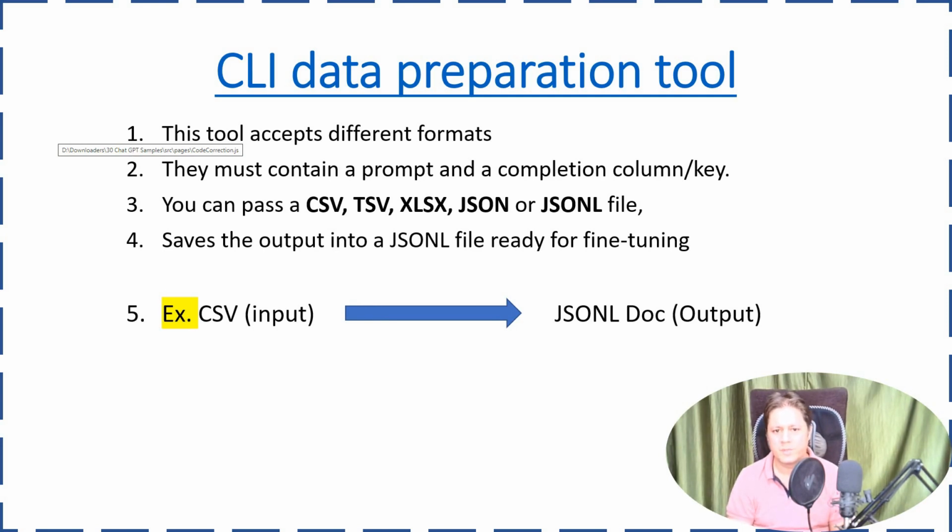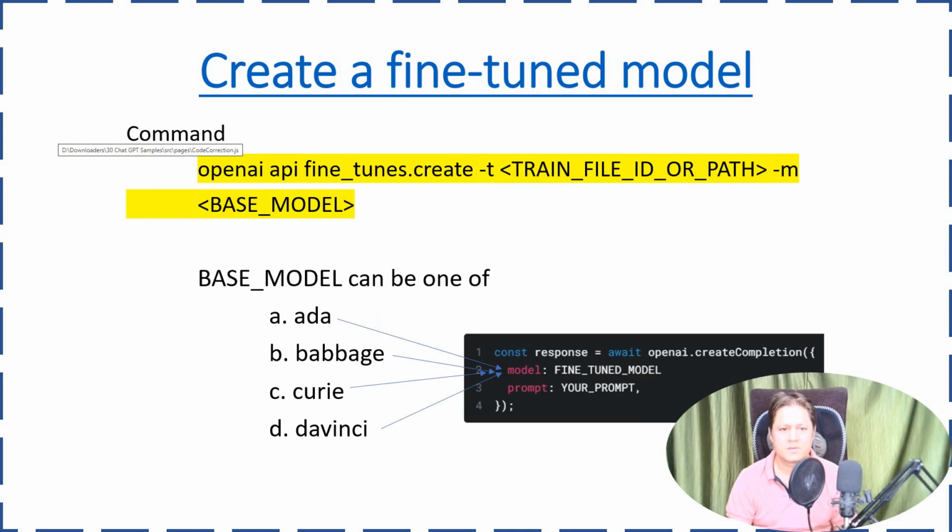So if it is too difficult for you to write a JSONL, you can write a CSV. It's very simple, right? Only 2 fields, and you can convert it to the JSONL document.